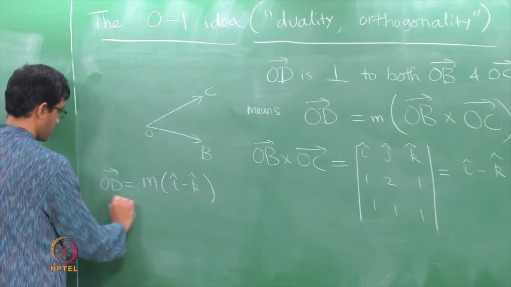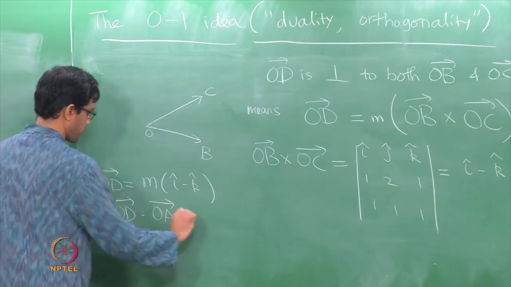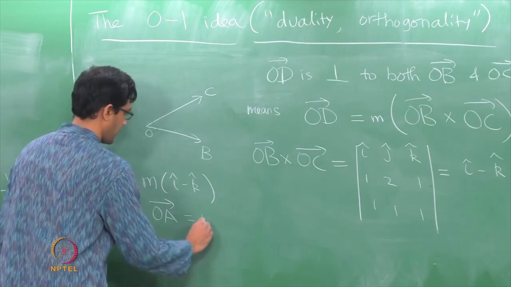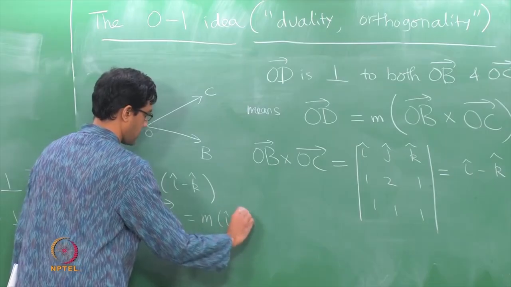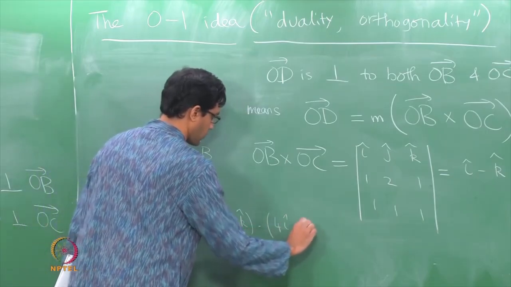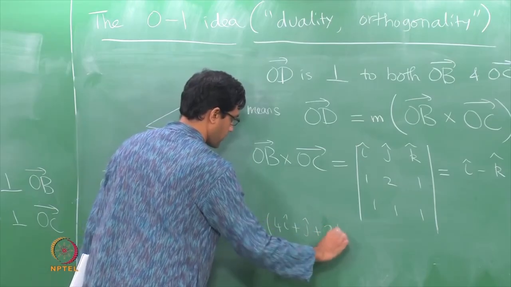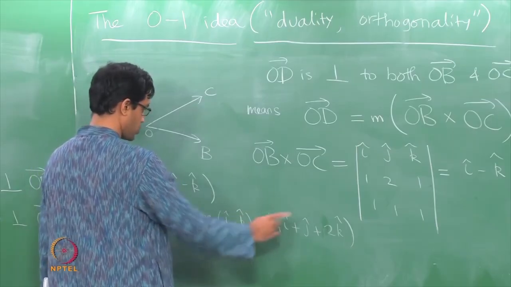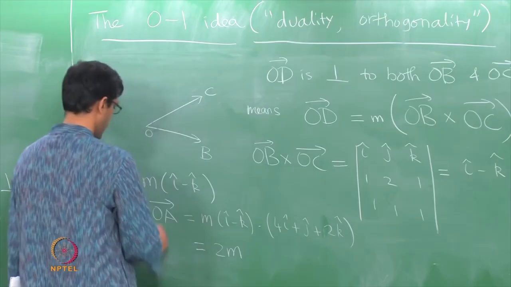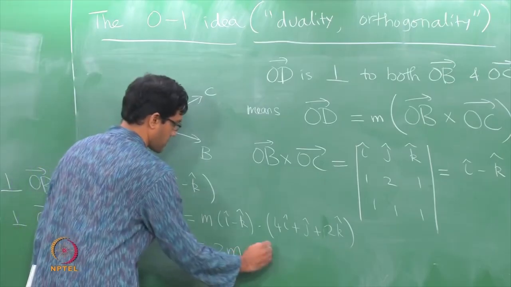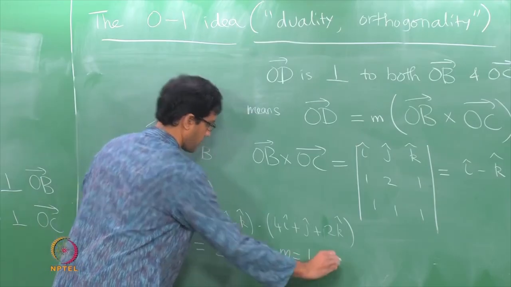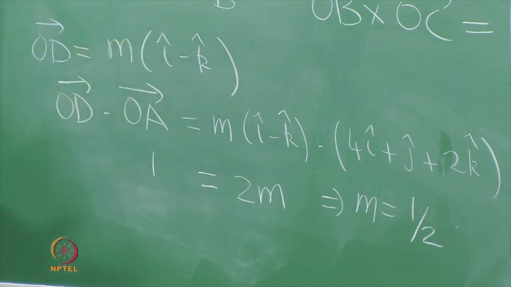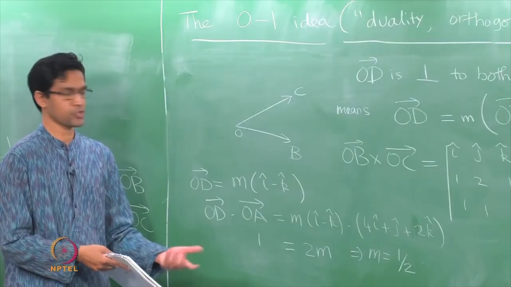So observe, OD is m times (i minus k). I'll compute its dot product with OA, and what's the answer? OA is (4, 1, 2). So I have m times (i minus k) dot (4, 1, 2). By the dot product rule, it's 4 minus 2, so that's 2. I get 2m, and this is supposed to be 1. So this tells me that m is half. In other words, the D that you're looking for is just half of (i minus k). That tells you what the solution is.